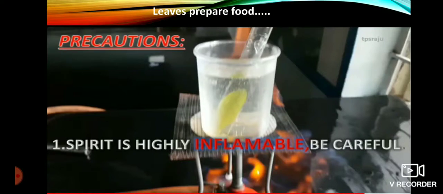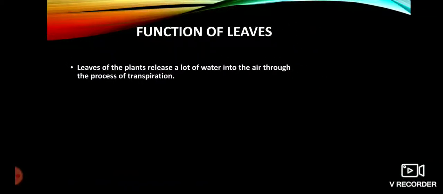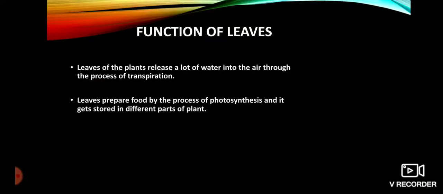Okay, so from this activity we could see that starch is present inside the leaf. That means food is present there. So the functions of leaf we can sum up as: leaves of the plants release a lot of water into the air through the process of transpiration, and leaves prepare food by the process of photosynthesis and it gets stored in different parts of the plant. So that's all about the functions of leaves.